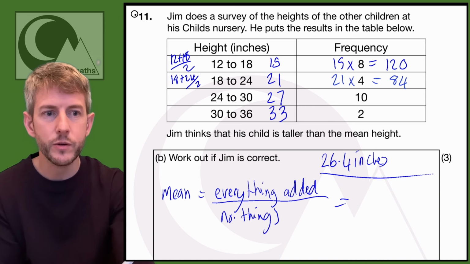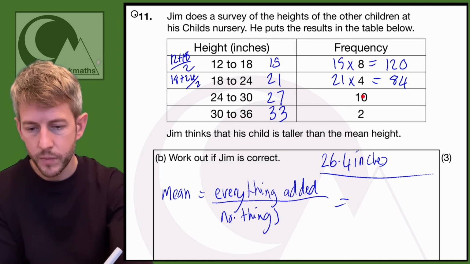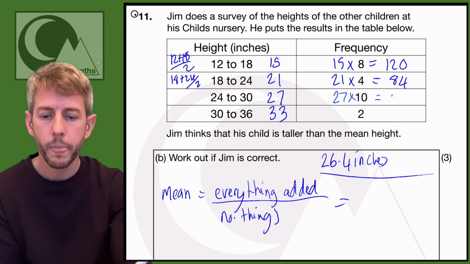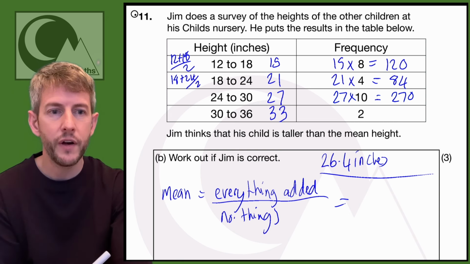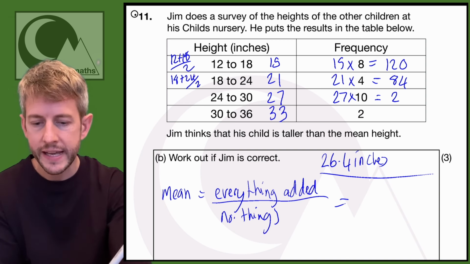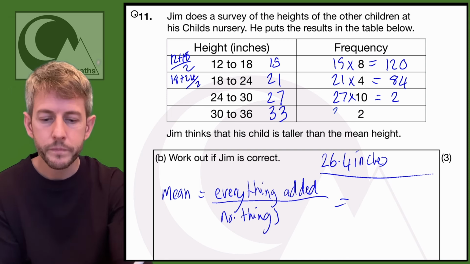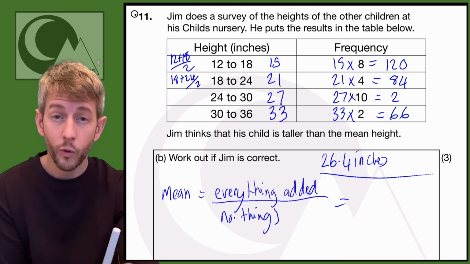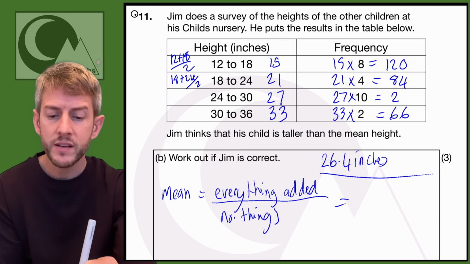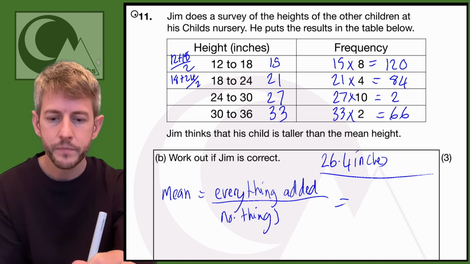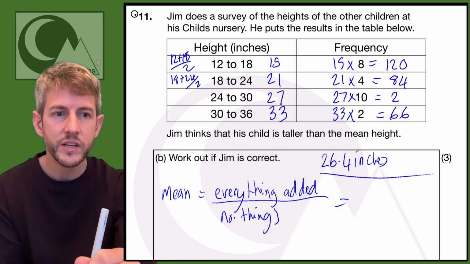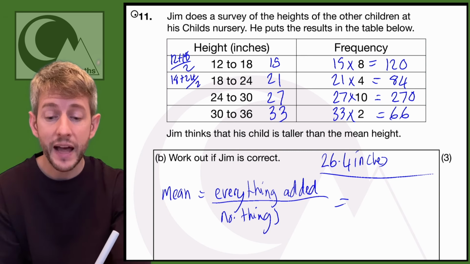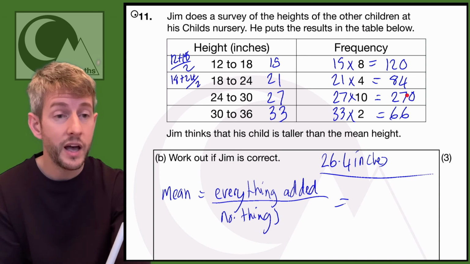I've got 10 children that are 27 inches tall, so I'm going to do 27 times 10, and that's going to equal 270. And I've got 2 children that are 33 inches tall, so I'm going to do 33 times 2, and that will equal 66. So if I was to lay down all of these children head to toe, the first 8 would take up 120 inches, the second 4 would take up 84 inches, the third 10 would take up 270 inches, and the last 2 of them would take up 66 inches.